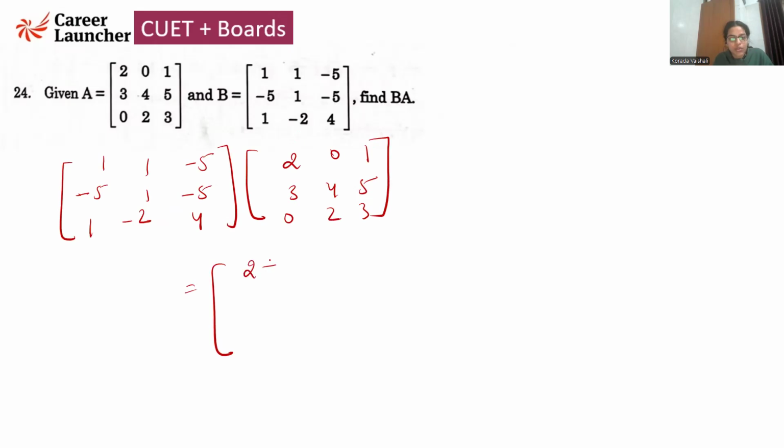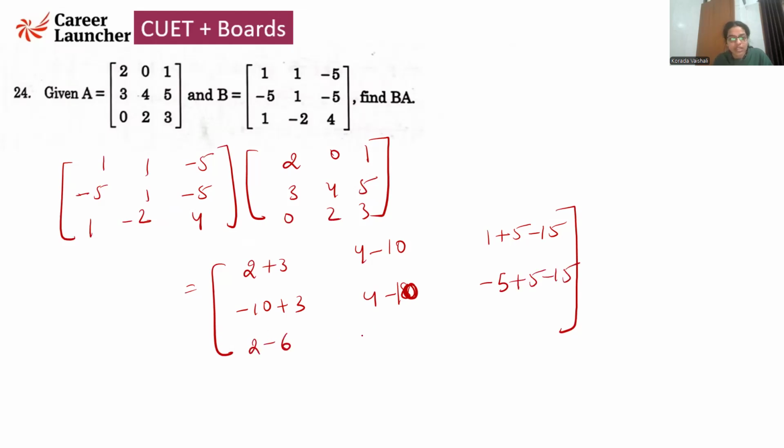I'm having 2 plus 3. The next one is 4 minus 10. Then I'm having 1 plus 5 minus 15. So this is my first row. The next one is −10 plus 3. Then 4 minus 10. And then −5 plus 5 minus 15. The last row is 2 minus 6. Then I'm having −8 plus 8 and 1 minus 10 plus 12.